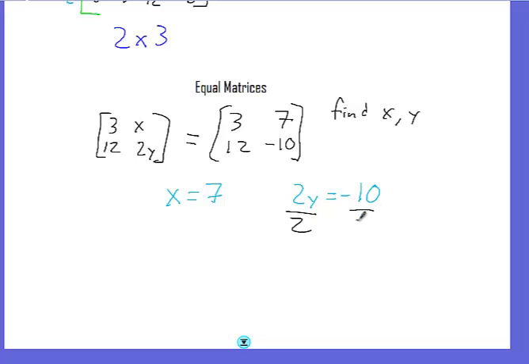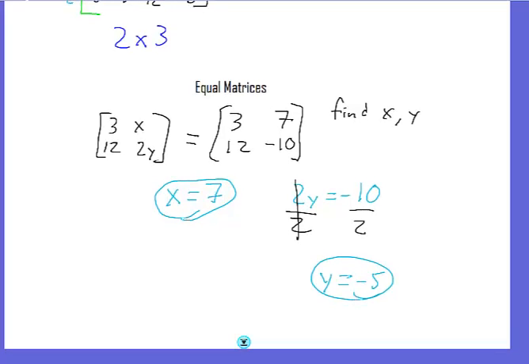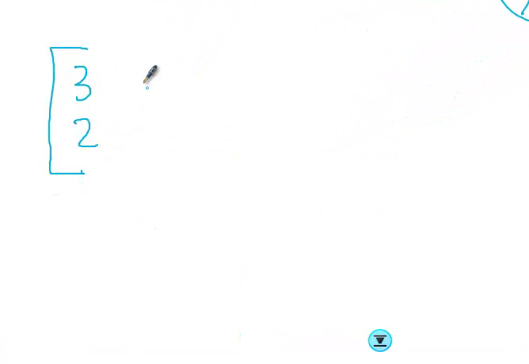So we need to get the y by itself. And we know that y is equal to negative 5, x is equal to 7. All right? In a nutshell, that's all equal matrices are. Okay? The only thing you have to make sure of is that in order for two matrices to be equal, they have to have the same blank. And I'm going to show you that now.